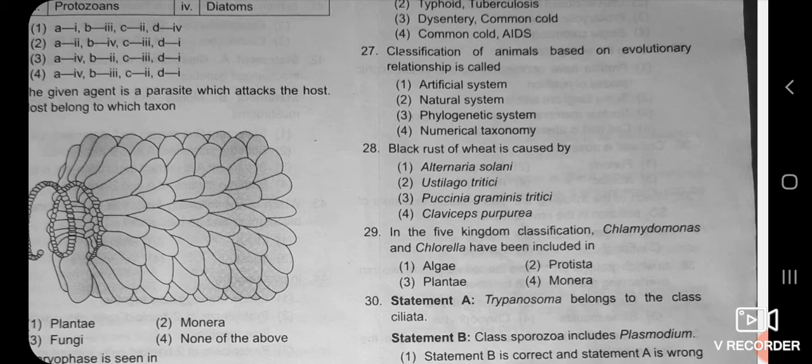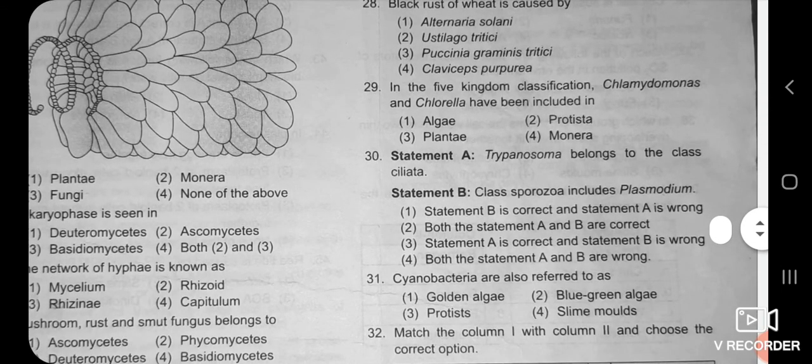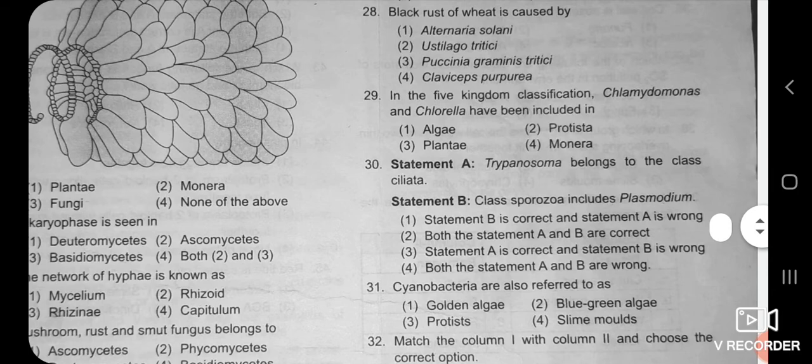Black rust of wheat is caused by. In the fungi kingdom, we have seen different diseases, and here the question is that black rust of wheat is caused by. The correct answer is Puccinia graminis tritici. So this is the correct answer for the 28th MCQ. You can check it from the NCERT book. If you read it very carefully, you can easily get an idea of which organism is responsible for the black rust of wheat.